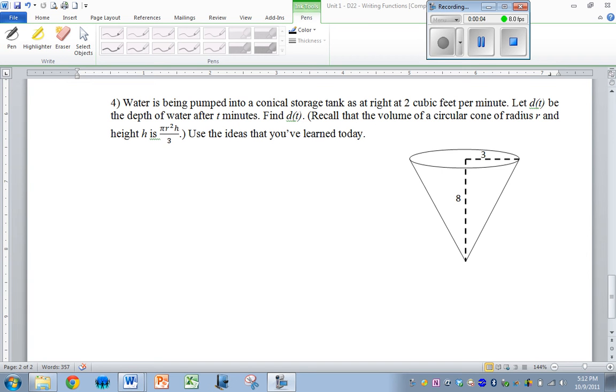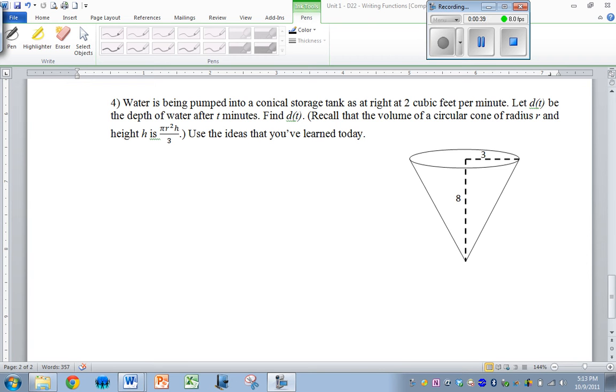All right, this problem separates the men from the boys. This is the toughie because it's a little bit weird. We have water being pumped into a conical storage tank, which is right here, at 2 cubic feet per minute. Let d of t be the depth of water after t minutes. Find d of t. And then we know the volume of a circular cone of radius r and height h is pi r squared h over 3, or 1/3 pi r squared h.